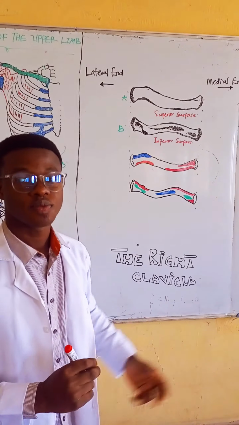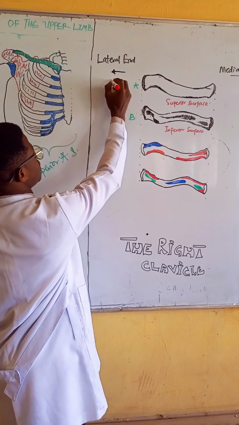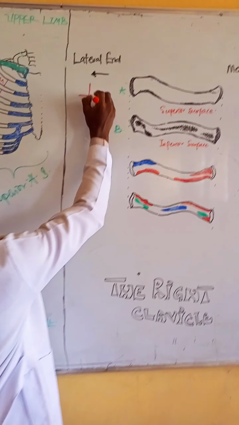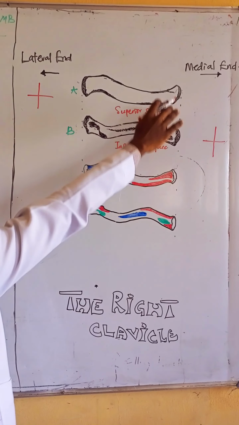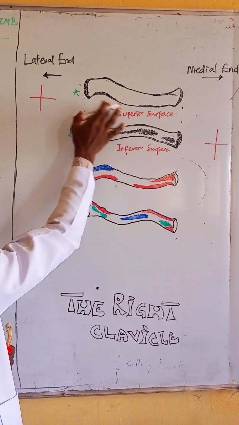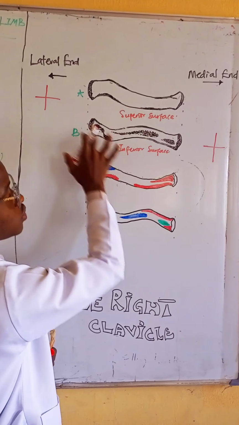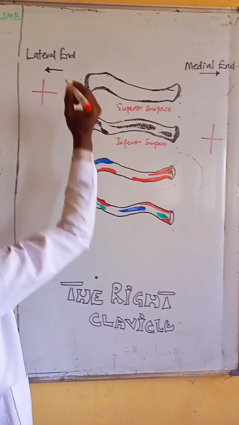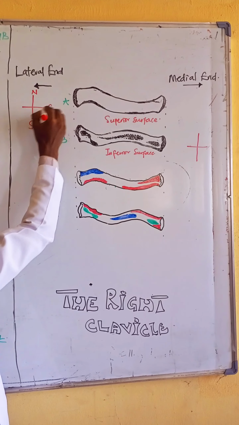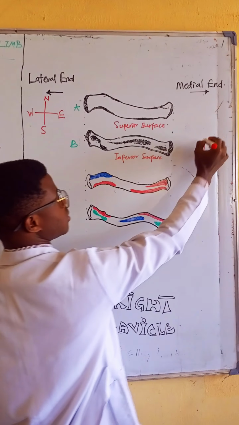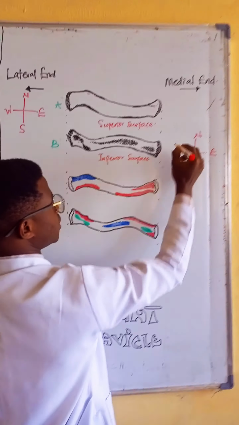So, in order to aid us to understand these anatomical terminologies from the clavicle we have here as the right clavicle, I'll be drawing two cardinal points. The first one will be placed here, while the second one will be placed here. So the superior surface of this right clavicle will be having this diagram, while the inferior surface will be having this. So we have our north here, south, east, west, and here we have north, south, east, west.